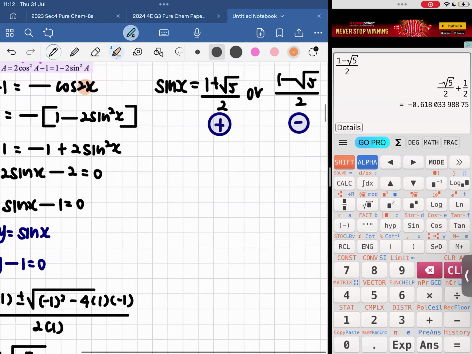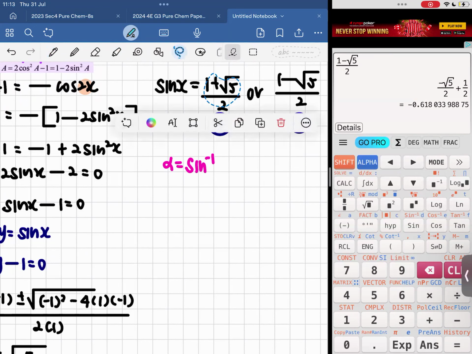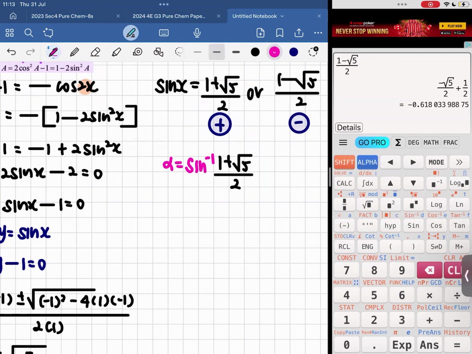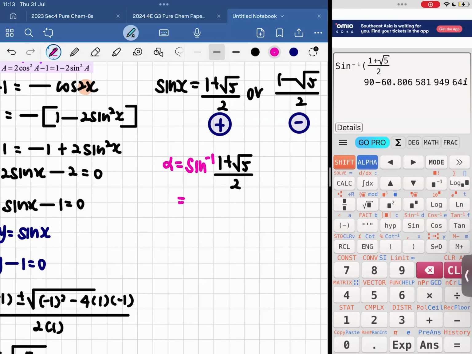So from here, we're going to start with our basic steps. In your mind, you should be very familiar. Step 1, basic angle. Okay, so basic angle, sine inverse, this guy. Remember, don't need to do for the negative one, okay? So sine inverse 1 plus root 5. Oh my God, what am I doing? Sine inverse 1 plus root 5 over 2. Oh, loading. Oh, how come we got funny answers? Give me a second.